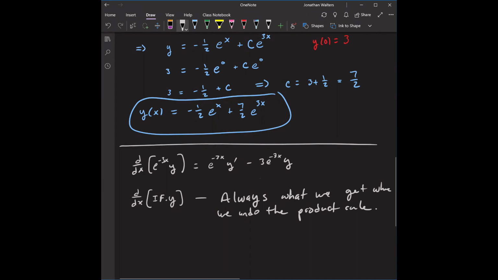If you take d by dx of integrating factor, is it always the same as the integrating factor? No. Here, integrating factor is e to the negative 3x, and d by dx of integrating factor would be negative 3 e to the negative 3x.